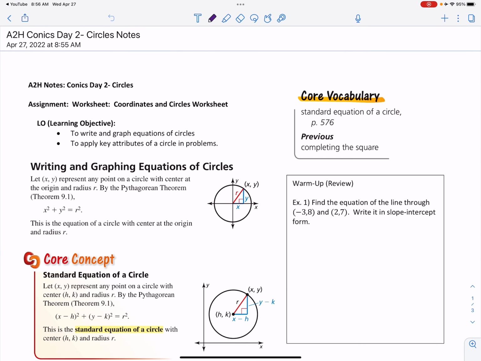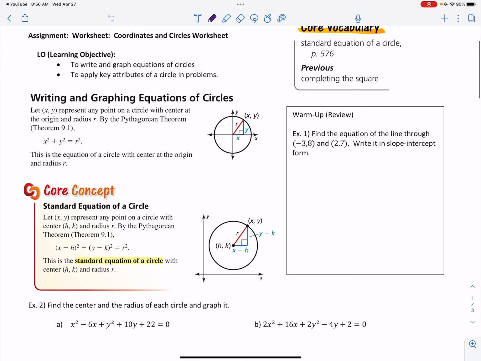Algebra 2 Honors, Day 2 of Conics, circles. We have looked at circles. We've looked at the unit circle when we were doing trigonometry. The unit circle being x squared plus y squared equals 1, which is a circle centered at the origin with a radius of 1. Today we're going to look at shifting, translating the circle.